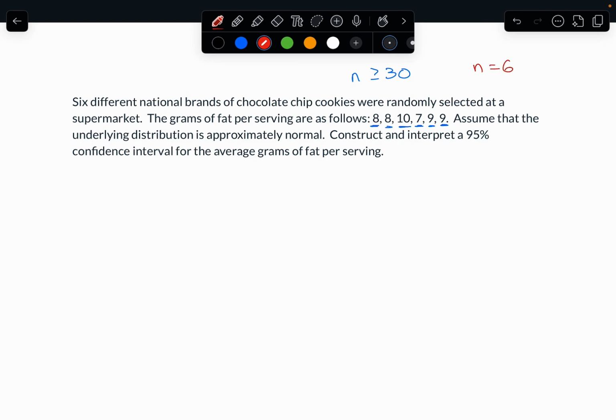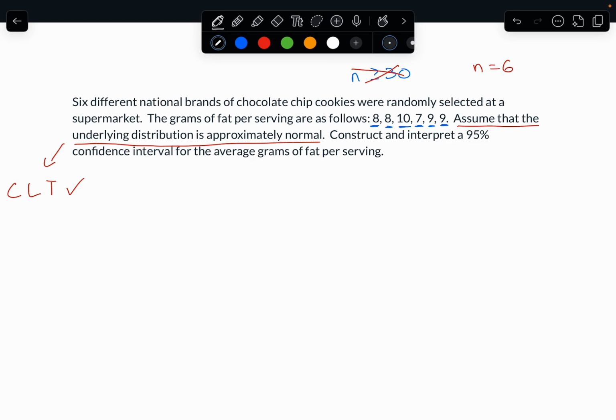That is most certainly not greater than or equal to 30, which seems like a problem right here, except for one sentence which saves us, where it says, assume that the underlying distribution is approximately normal. That sentence alone says the conditions for the central limit theorem are met. We can continue on. There is no extra stuff that we're going to have to do. So that is very good news for us. So the conditions for the central limit theorem are met.